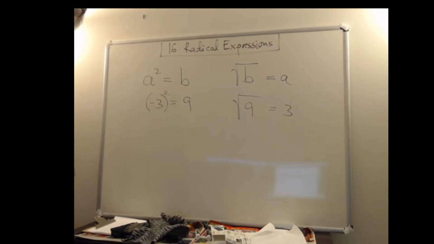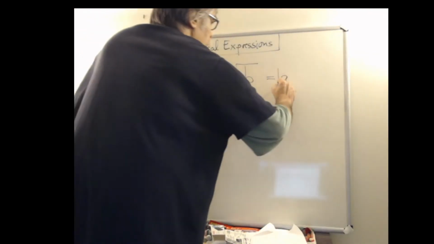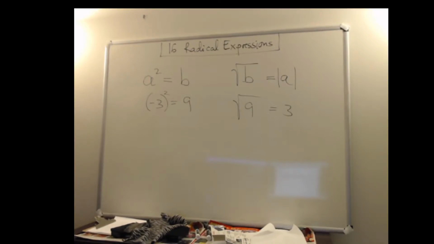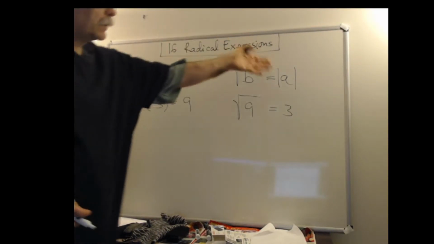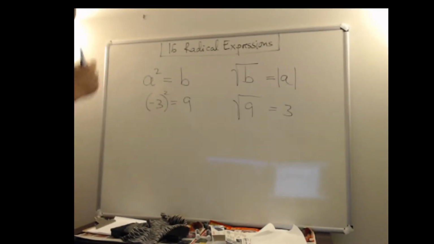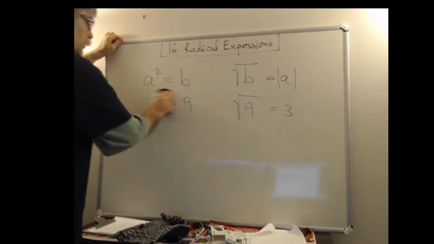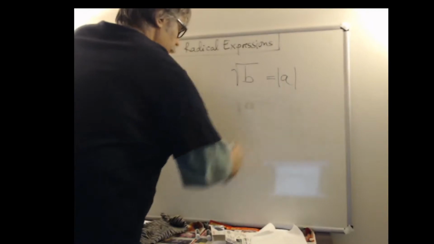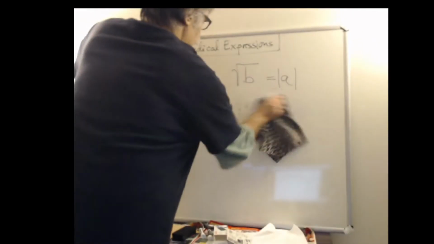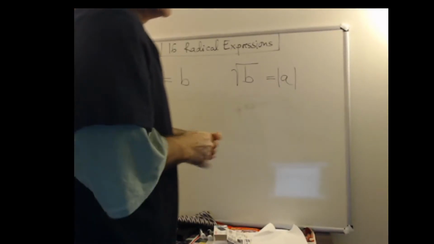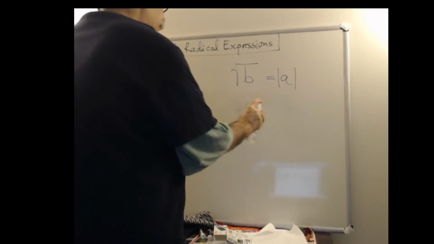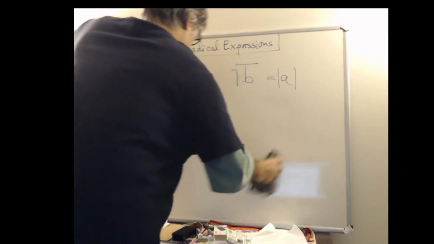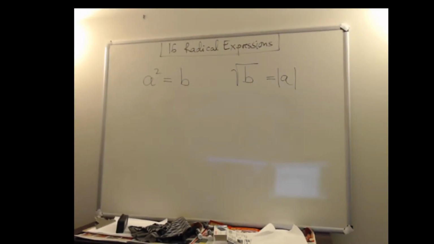So, to avoid this problem, we're going to put an absolute value here. Now you have no problem. If a is negative 3, the absolute value of negative 3 is 3. So you have to remember that. This is something you need to be aware of. And that is generally the case anytime you have an even power.